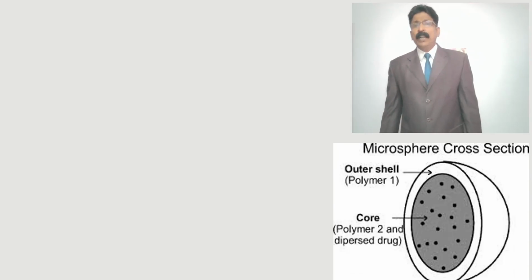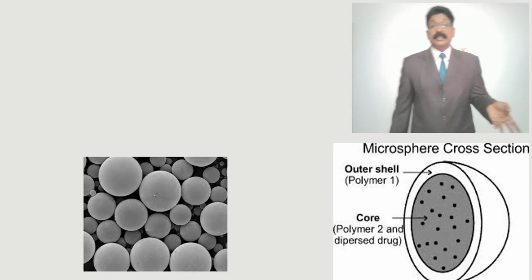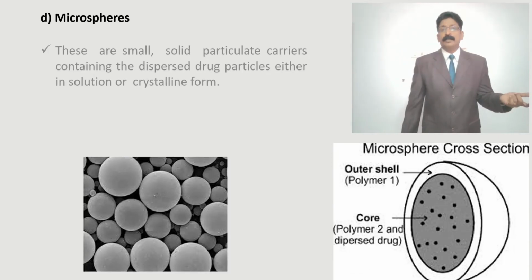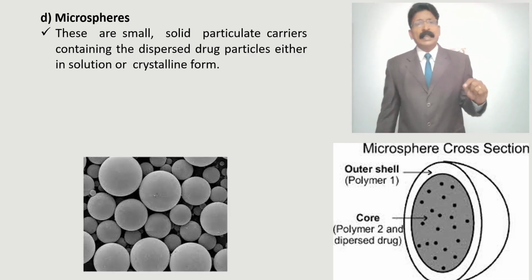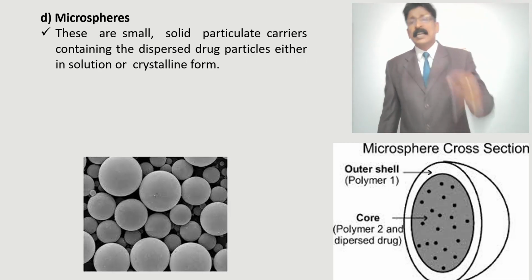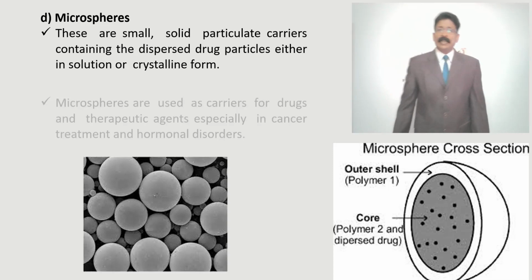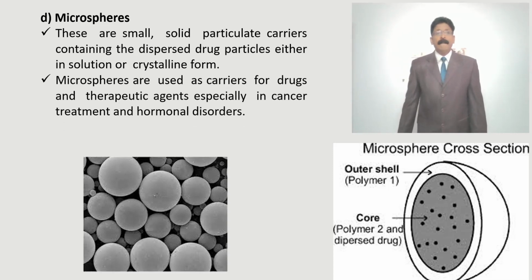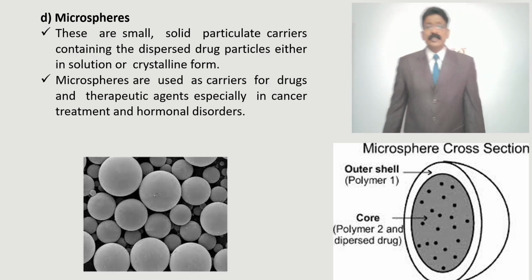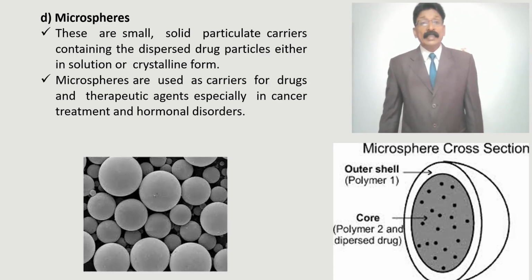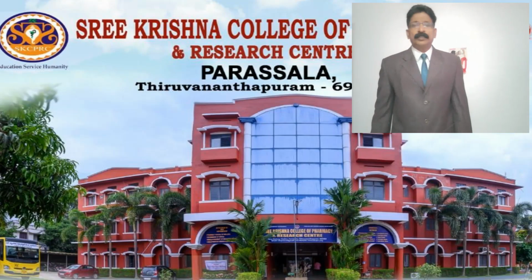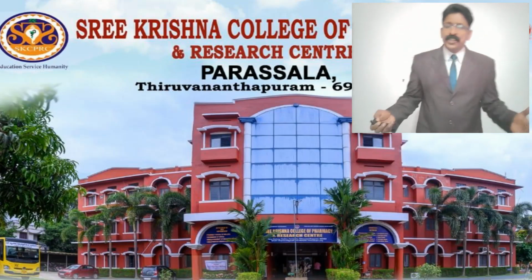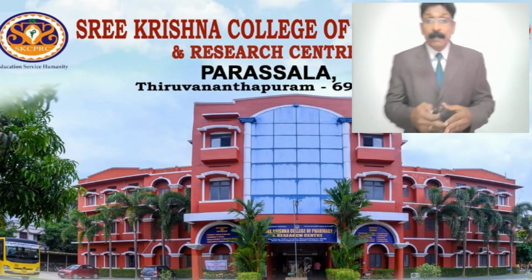And a microsphere cross section of the cell, you can see polymer 1, polymer 2, dispersed drugs can be made into microspheres. When you talk about microspheres, these are small solid particle carriers containing the dispersed drug particles either in solution or crystalline form. The microspheres are used as carriers for drugs and therapeutic agents, especially in cancer treatment and hormonal disorders. So anyhow, we have given an explanation about this chapter briefly.